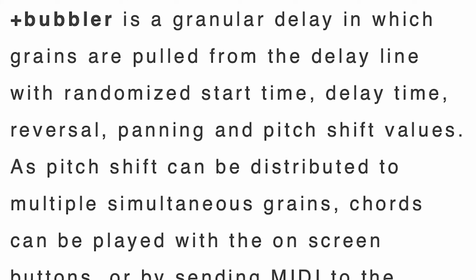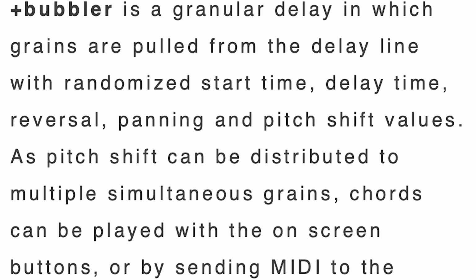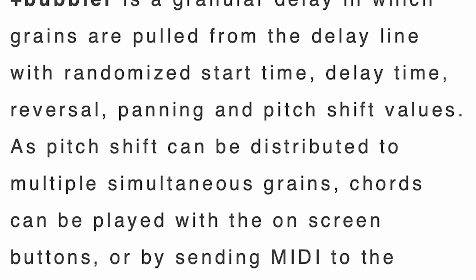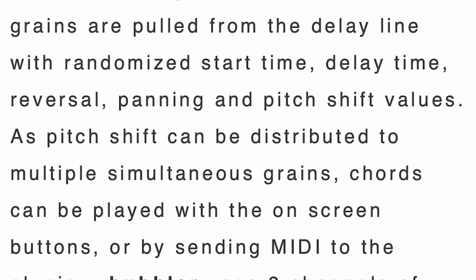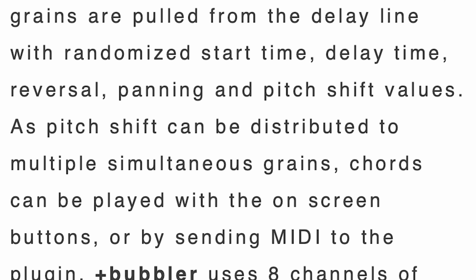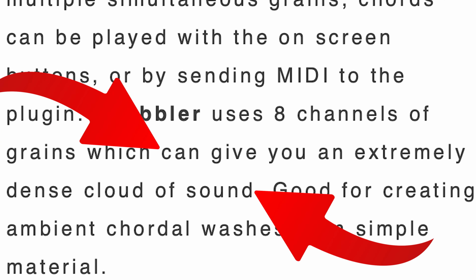Now, the reason I'm including this plugin on the list and why I love it so much is partly due to the fact that I don't have a clue what it does. On the website, it's described as a granular delay in which grains are pulled from the delay line with randomized start time, delay time, reversal, panning, and pitch shift values. There's a whole bunch of more detailed info after that, and I especially like the line, "It can give you an extremely dense cloud of sound," which is basically what we're all constantly trying to create if you do ambient.